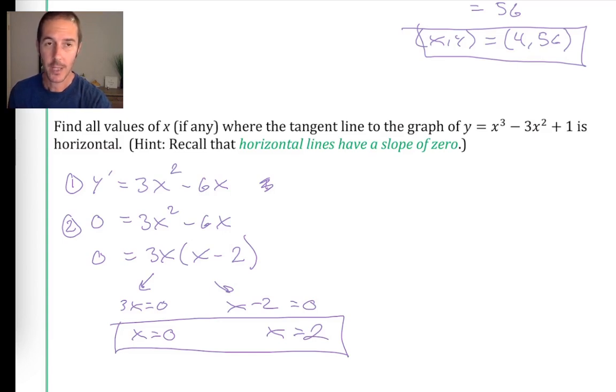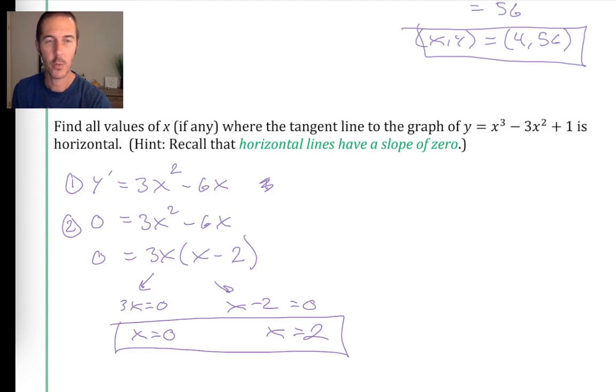I recommend that you take this original equation, plug it into a grapher, graphing calculator, desmos.com, see what this function looks like, find the points on the curve where x equals 0 and where x equals 2, and check it out. It's either going to be right at the top of a curve or it's going to be right at the bottom, like of a valley.